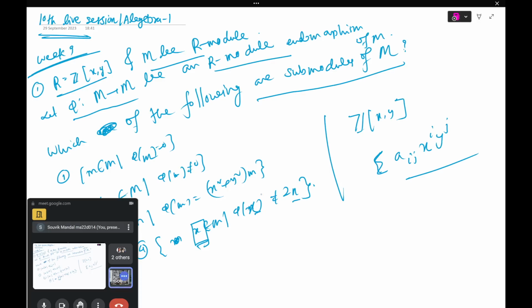Of course, closure under addition needs to be checked and the zero element also needs to be checked. Yes, that's right. Sir, endomorphism means homomorphism?